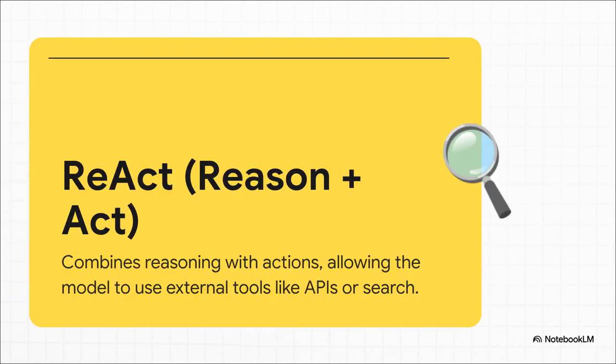Then we have ReAct, which is short for reason and act. Now, this is a huge leap forward. Why? Because it lets the model actually interact with the outside world. It can decide for itself when to think and when it needs to go use an external tool, like a search engine or an API, to find the information it needs to finish the job.